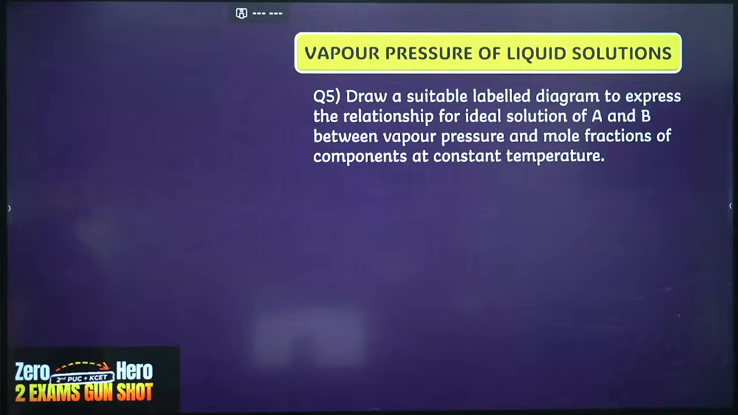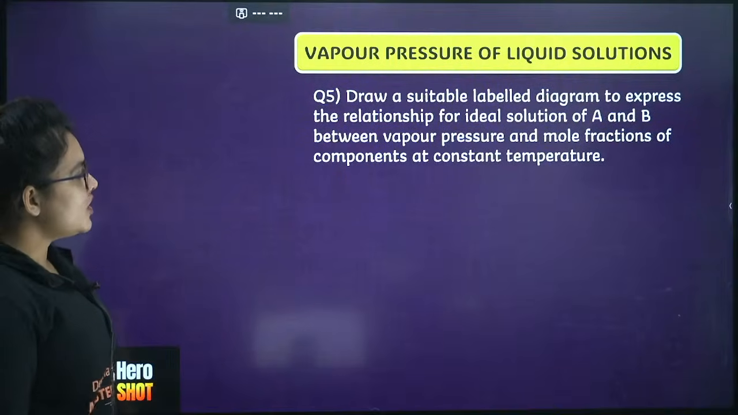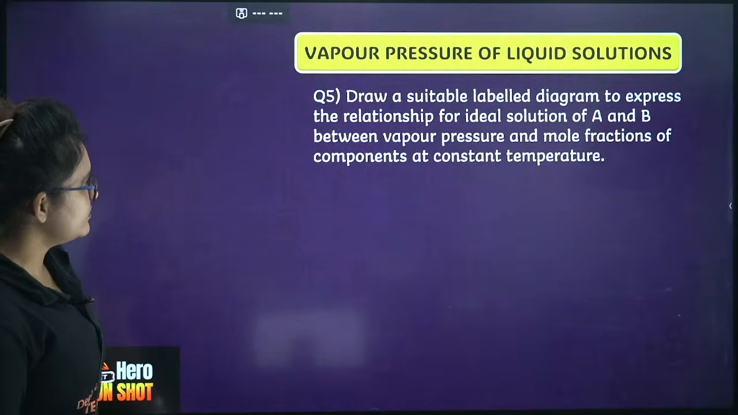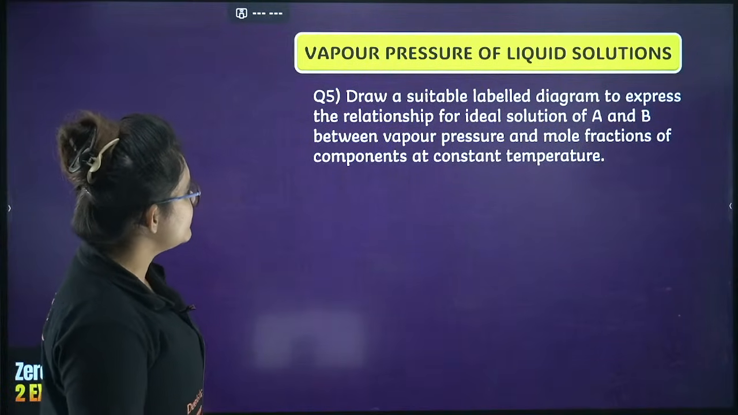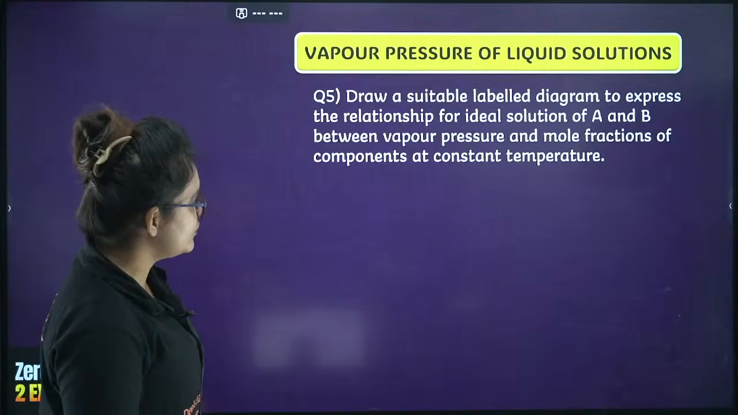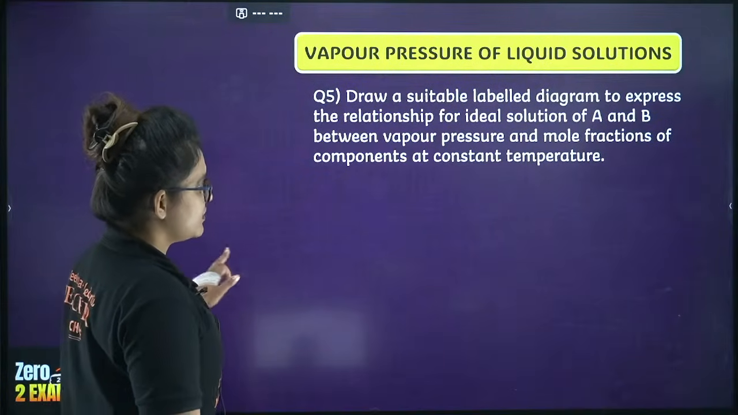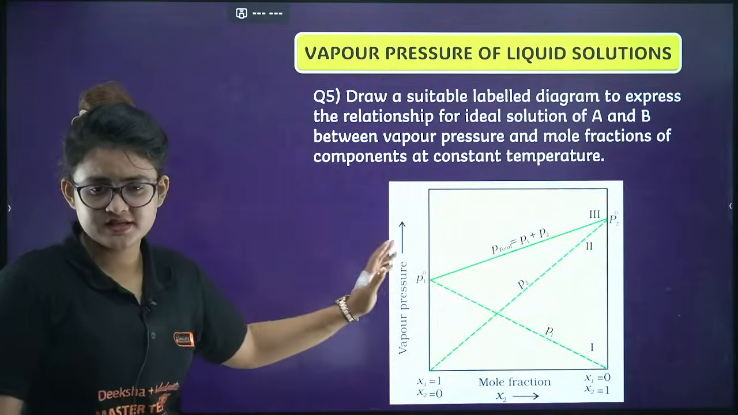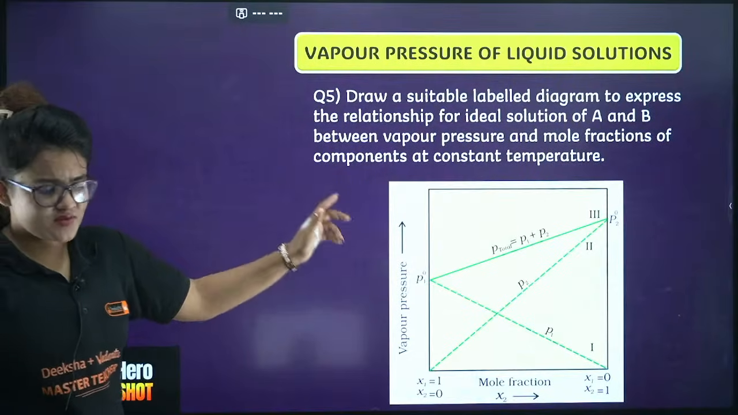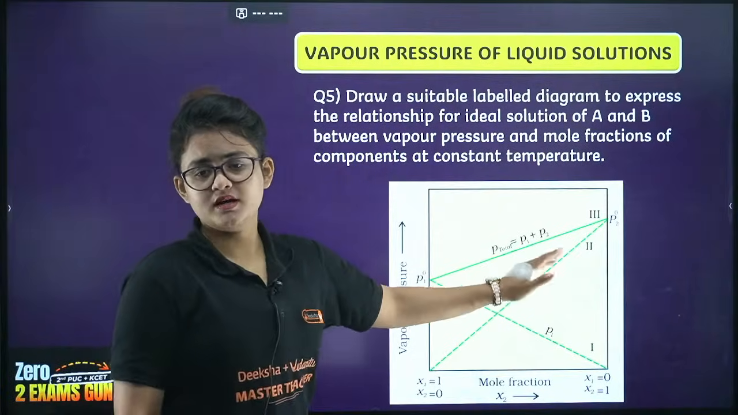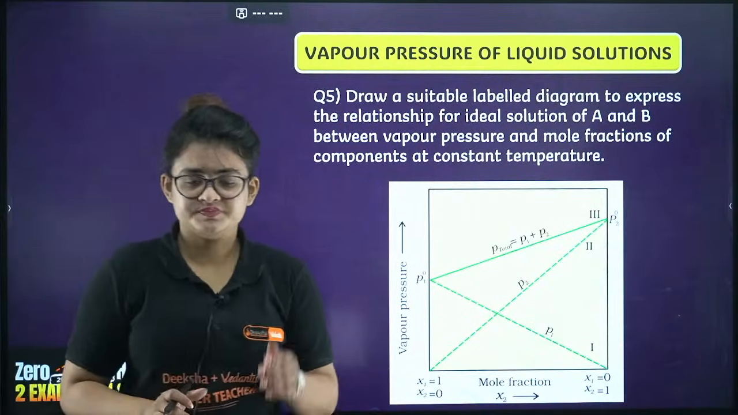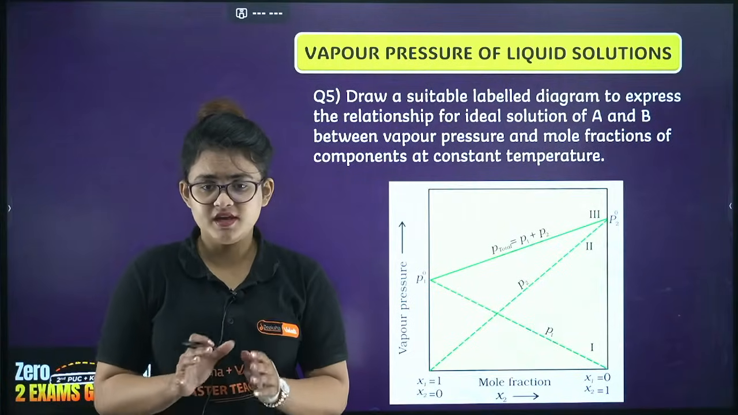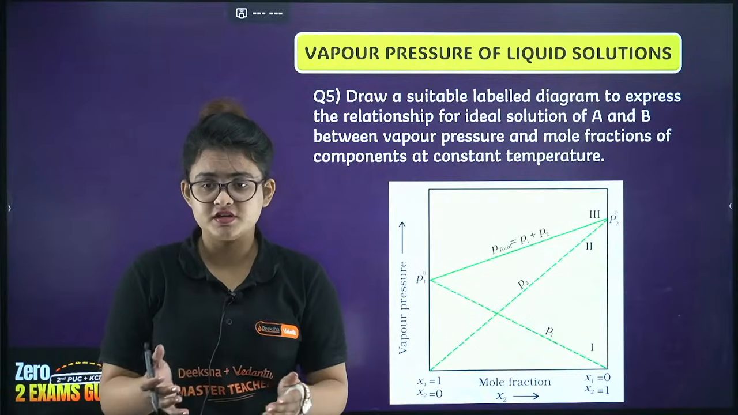Okay, next question. Here you can see, draw a suitable graph to express the relationship for an ideal solution of A and B between the vapor pressure and mole fraction of the components at constant temperature. That's a previous year question for the board. That's what I already discussed. It's simple, the Raoult's law. Raoult's law graph itself represents the ideal liquid solution.